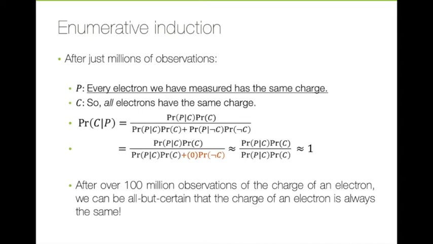Since the probability of P given not C is essentially 0, that whole term that it's a part of in orange there can be said to be 0. What's left is the probability of P given C times the probability of C on both the top and the bottom. Since those are the same, they cancel out and give us a probability of approximately 1. And a probability of 1 means something is certain. So after 100 million observations of the charge of an electron, we can be all but certain that the charge of an electron is always the same.